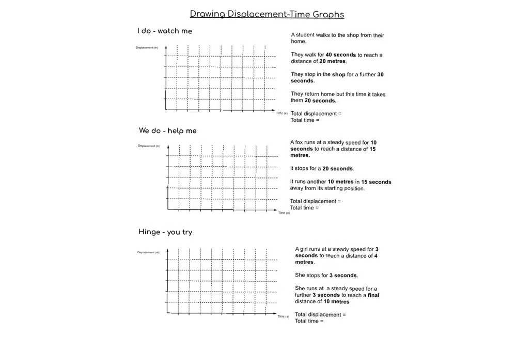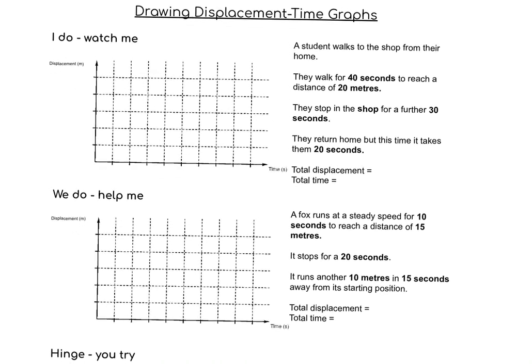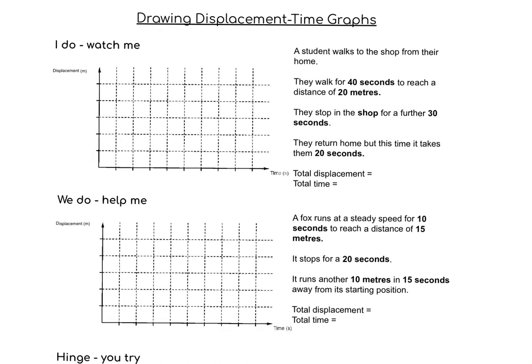Moving on to our second worksheet, we're going to talk about drawing displacement time graphs. So we'll go through them one by one. First of all, a student walks from the shop to their home. They walk 40 seconds to reach 20 meters. They shop for 30 seconds and then they return home and it takes them 20 seconds.